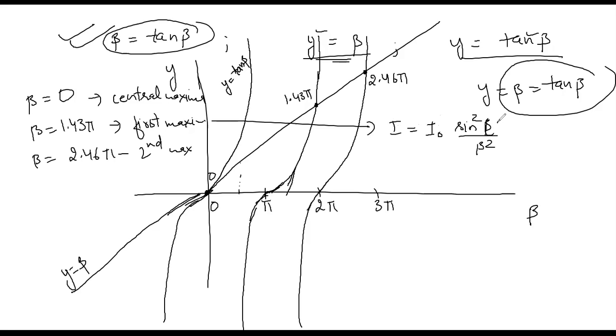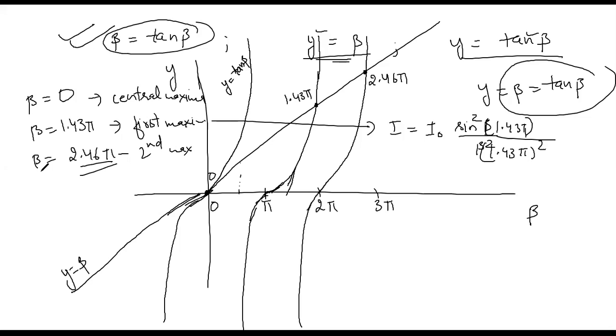1.43 pi divided by 1.43 pi whole square. This will give you the intensity of the first maxima. When you calculate the intensity of the second maxima, plug in the beta value 2.46 pi, and you will get the intensity of the second maxima. So this is how your graph is going to look for the maxima, or these will be the conditions for maxima, and we already discussed the conditions for minima.